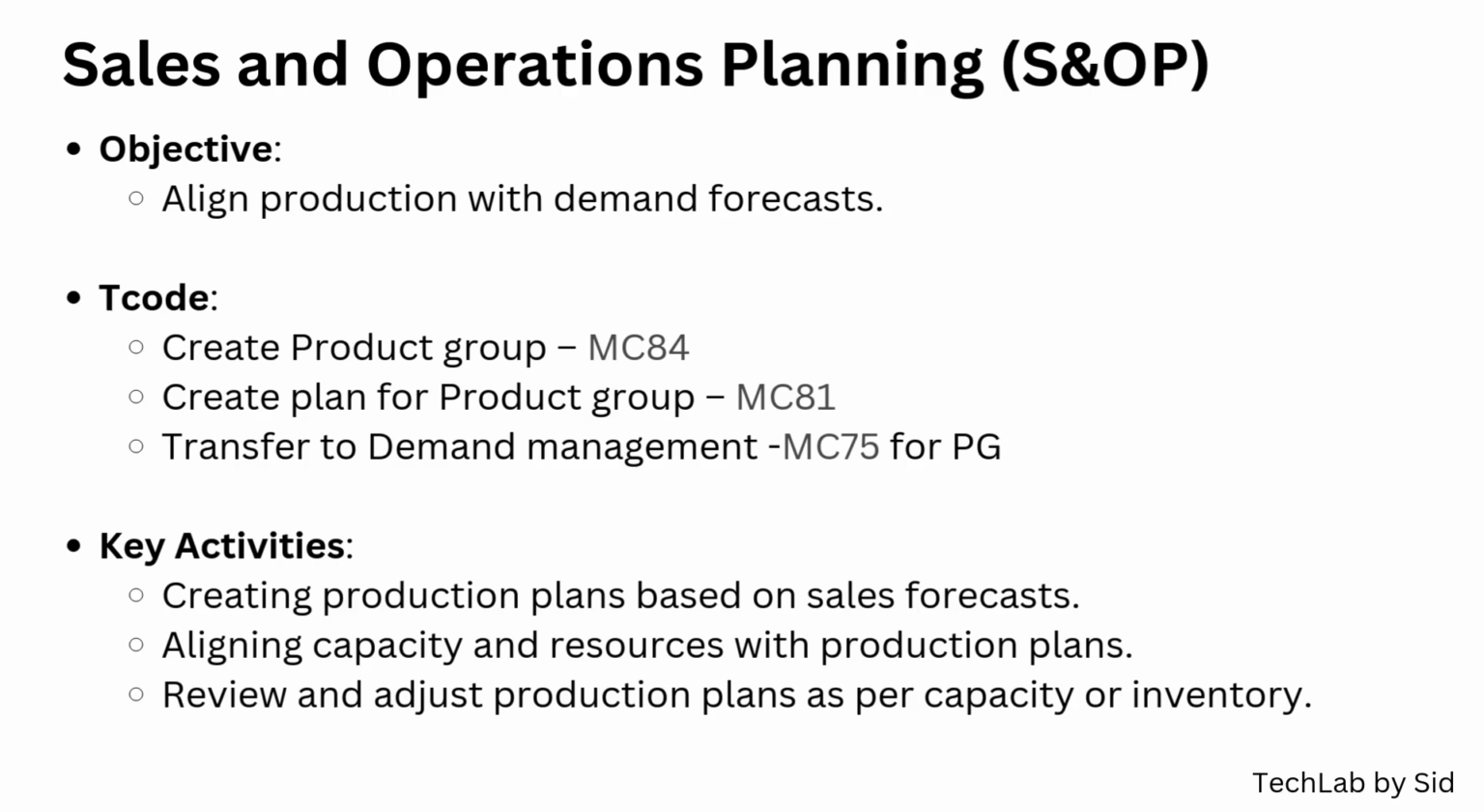Here, the goal is to balance supply and demand by creating a production plan that aligns with forecasted sales. In SAP, Tcodes MC84 creates a product group, MC81 creates a plan for the product group, and MC75 transfers it to demand management for the product group. This stage ensures that capacity, resources, and inventory are aligned to meet the anticipated demand. It is crucial for understanding how much to produce and when, avoiding both overproduction and stockout.